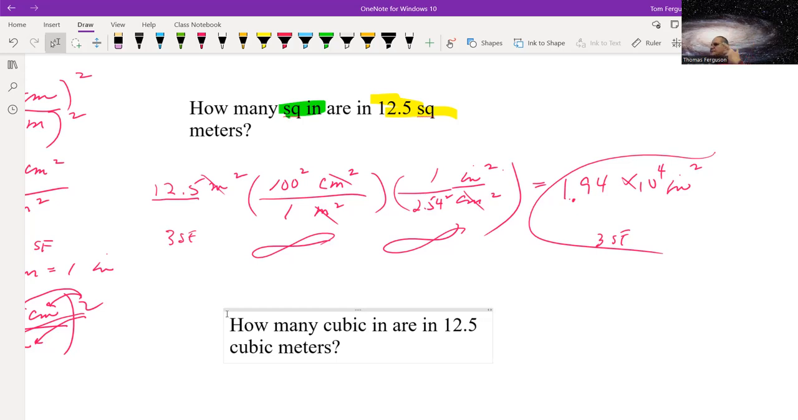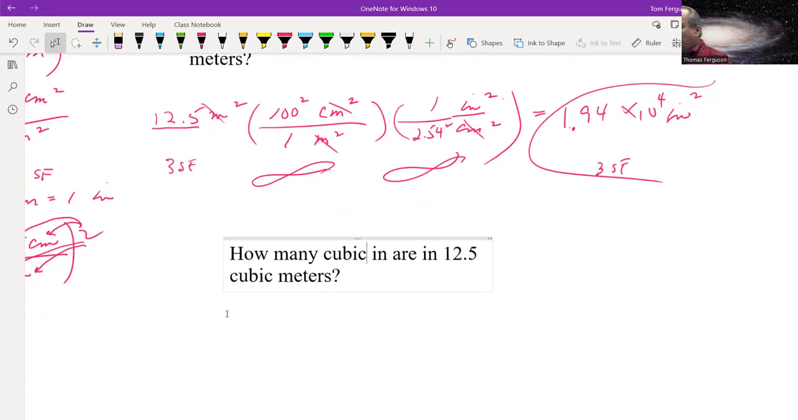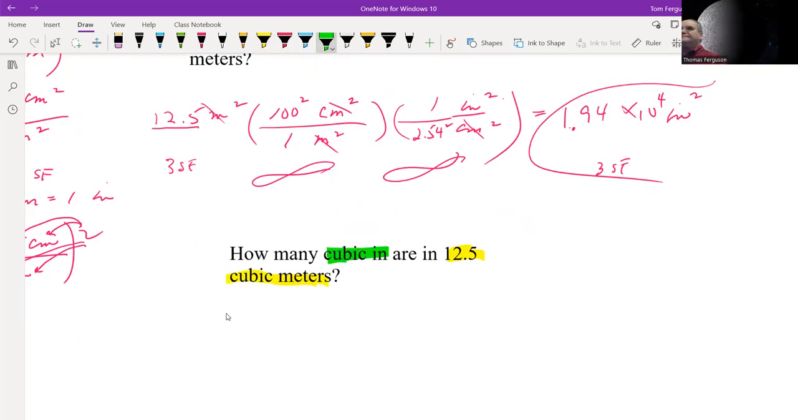Okay, so let's kick this up to three dimensions now. We have this given, and we want to calculate cubic inches. Now, when I say cubic, we're talking three dimensions, so think cube when you see cubic. We're going to use the same logic we used up here.